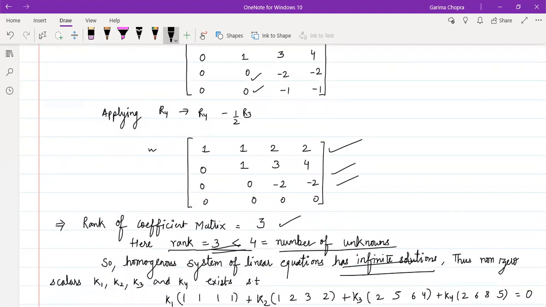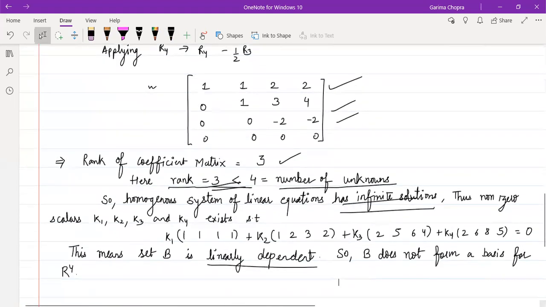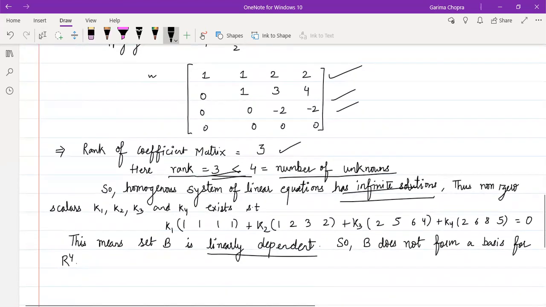Infinite solution means we can find non-zero scalars such that this linear combination is equal to the zero vector. So if we have infinite solutions, then that is a case of dependence. So here the given set of 4 vectors is linearly dependent in nature. Since the given set is linearly dependent, it doesn't form a basis. There is no need to check the second property, that is whether it spans R4 or not, because the first property is not satisfied, so it will not form a basis.